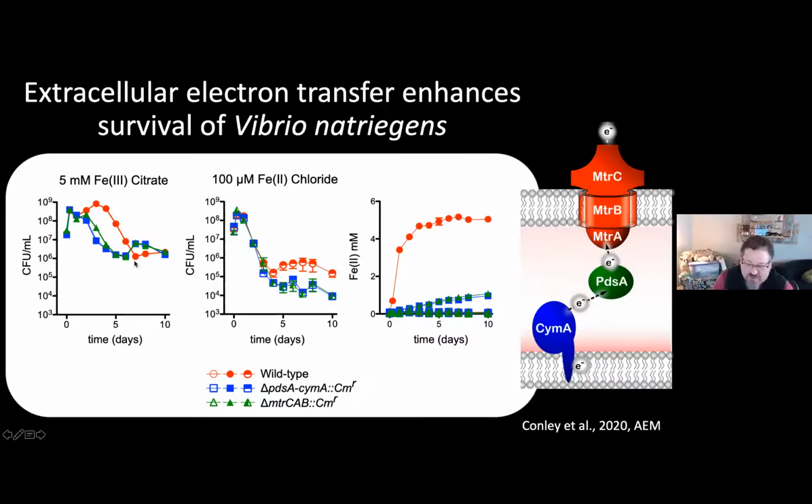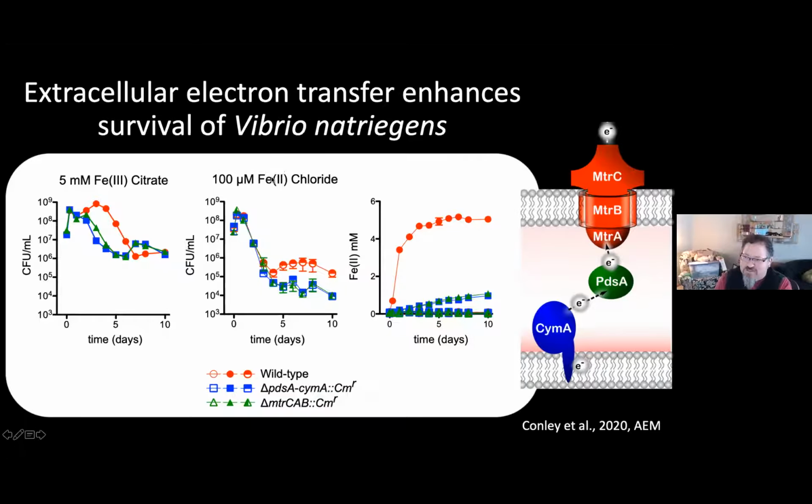But we think that under these kind of more starvation conditions, their ability to move electrons, even though it's slow, to this insoluble electron acceptor allows them to persist longer. And these two mutants, one is a mutant taking away those things, and one is a mutant taking away this, and both of them basically behave the same.